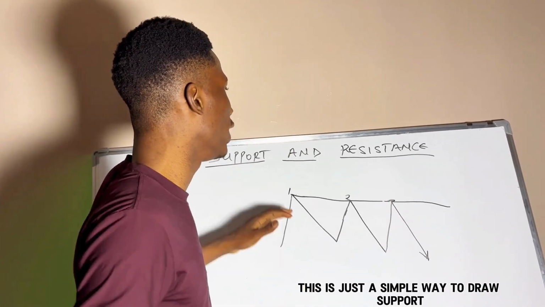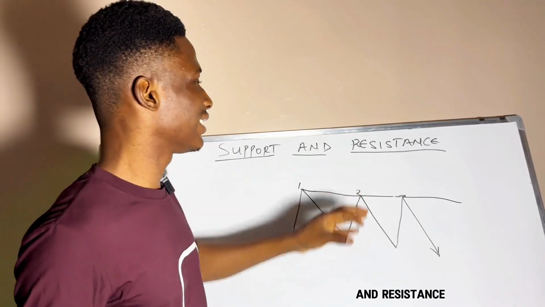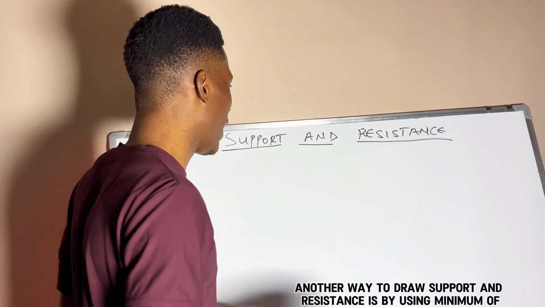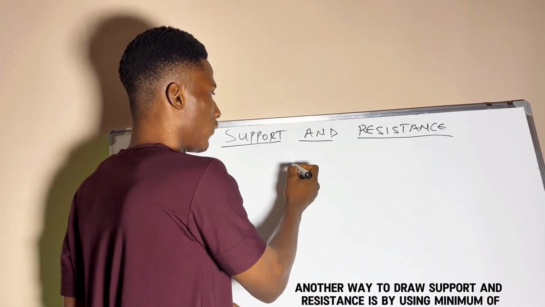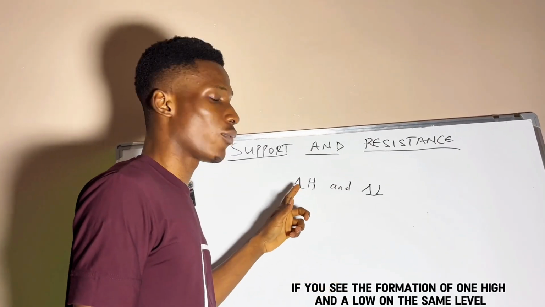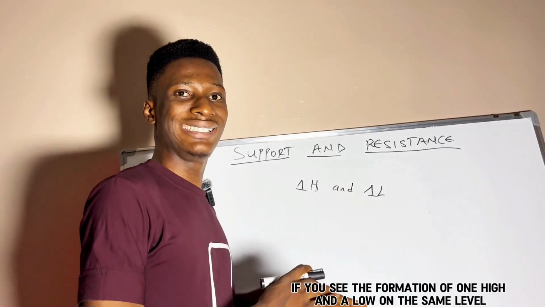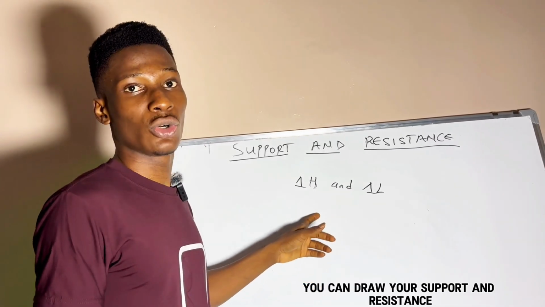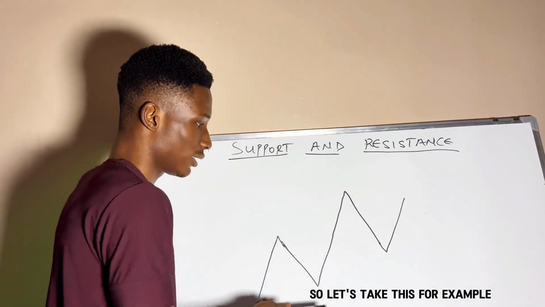This is just a simple way to draw support and resistance. Another way to draw support and resistance is by using a minimum of one high and one low. If you see the formation of one high and one low on the same level, you can draw your support and resistance. So let's take this for an example.